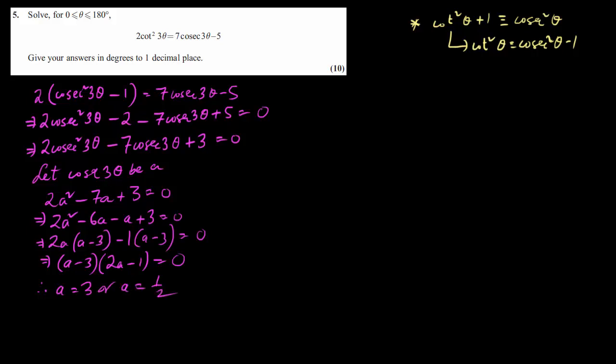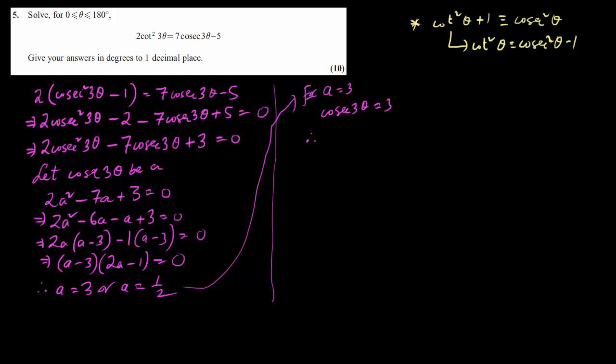Now let's get back to the sum. So if we take a equals 3, that means cosec 3 theta equals 3. Now we know cosec is the reciprocal of sine. So sine 3 theta equals 1 by 3.